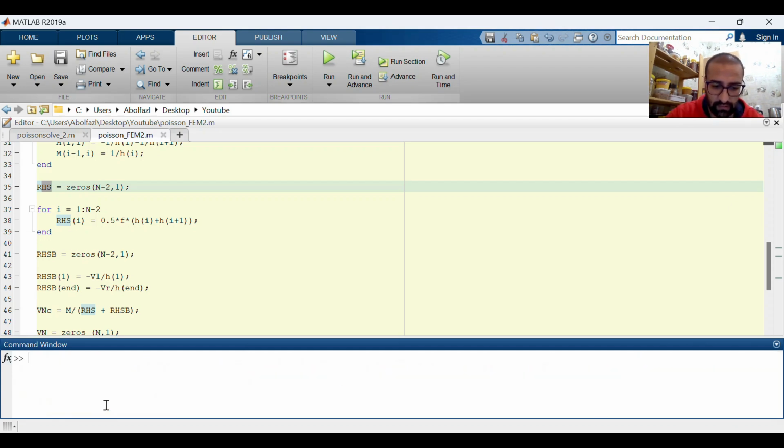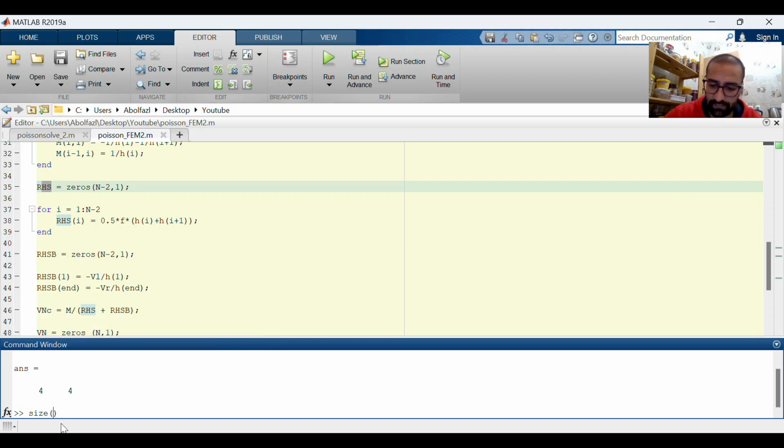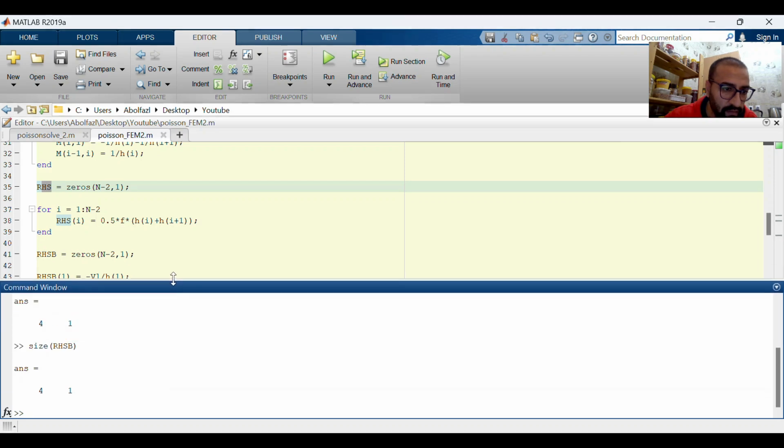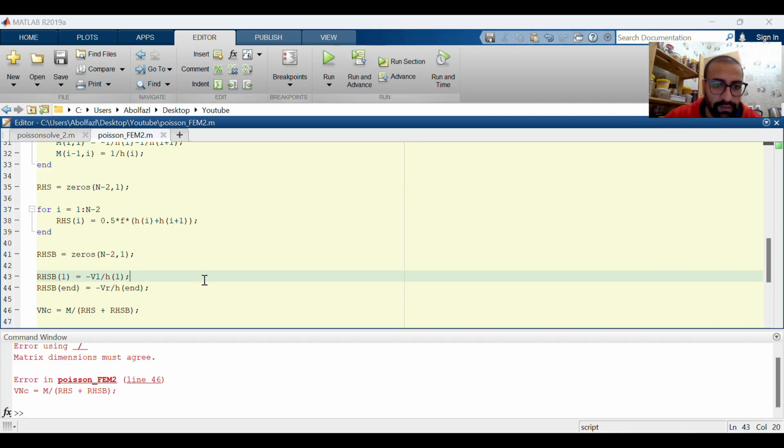CLC. Size of M. What is size of M? 4 by 4. It's true. What about size of right hand side? Size is 4 by 1. This is again true. And what about right hand side B? It is again 4 by 1. So why does it give an error?